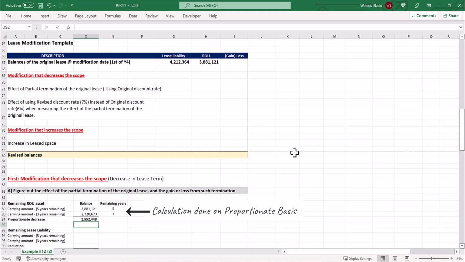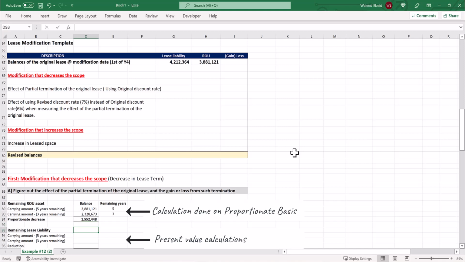The reduction in the lease liability is not figured out by calculating the proportionate decrease in the lease liability as we did with the right-of-use asset. This is because the decrease in scope in this example involves a reduction in the lease term, so we can use the present value calculations to figure out the lease liability. There is no need to do the calculations on a proportionate basis as we did with the lease liability in the previous lecture.